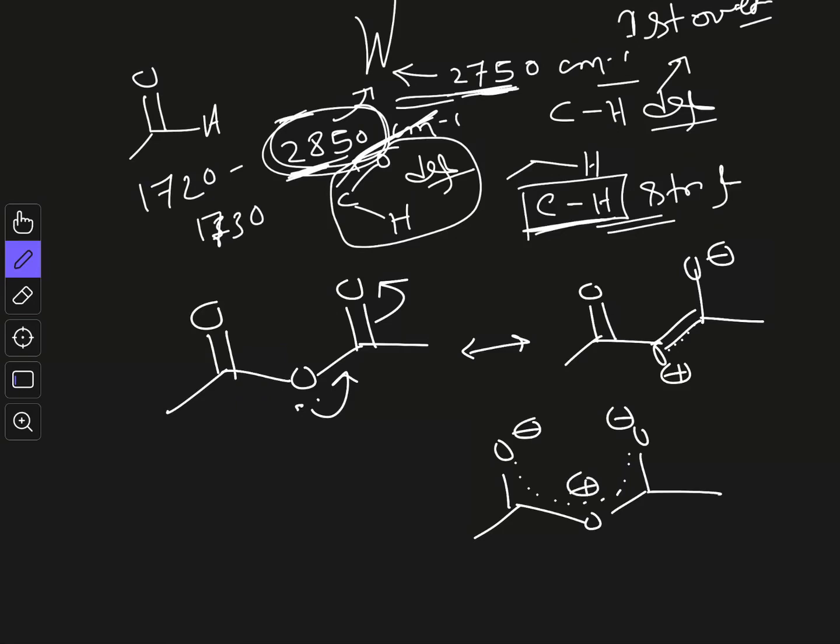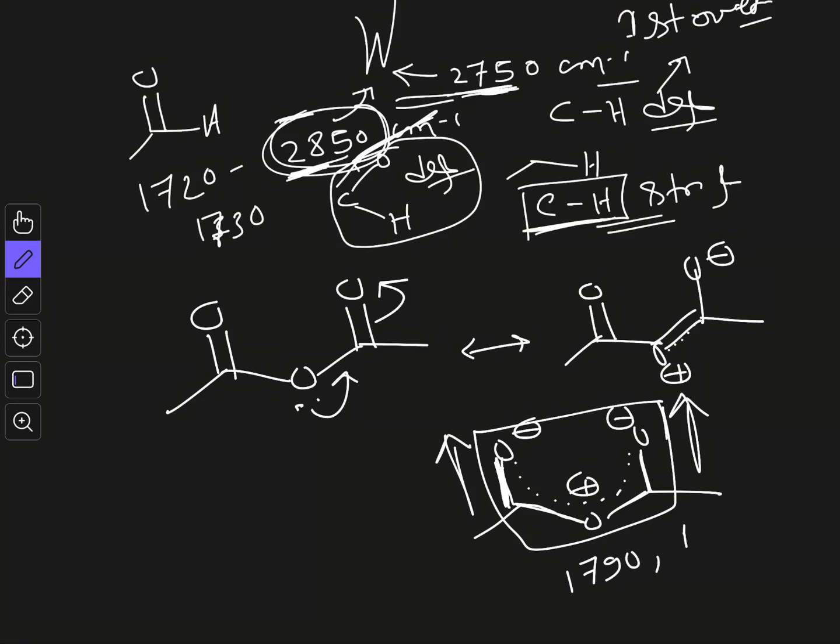Because of this you can see all this segment is in a plane, it is planar, and the conjugation makes the molecule planar, and due to this planarity the coupling occurs between the stretching frequency of this CO bond and the stretching frequency of this CO bond, and that's why we get two values. For an anhydride also we get two values. One is at around 1790 and another one is at around 1810, and these are very strong peaks.